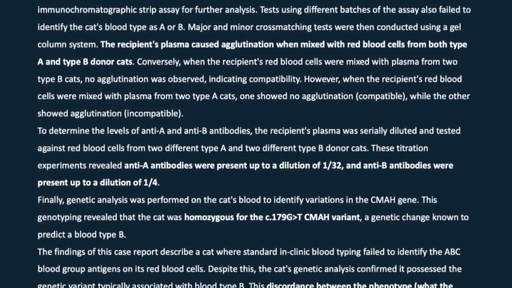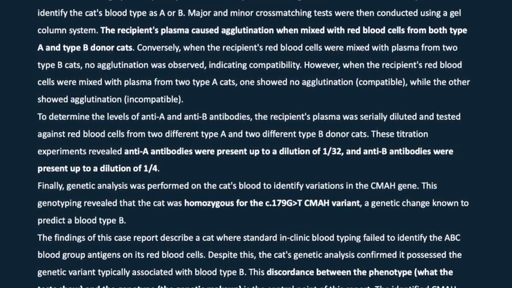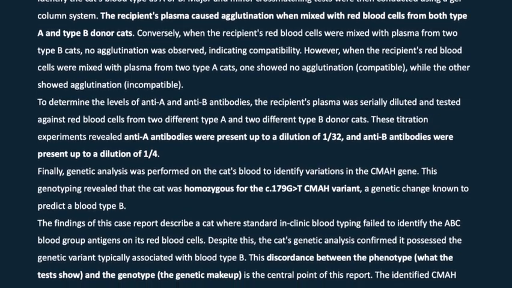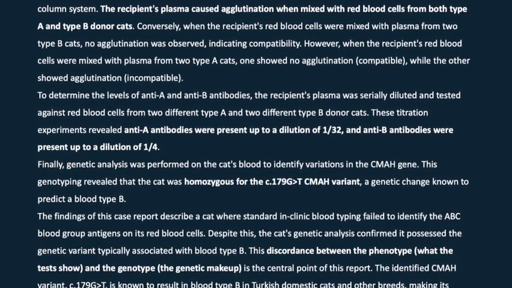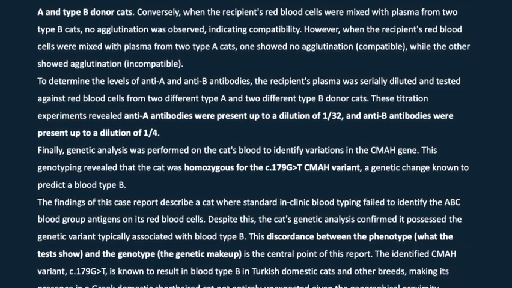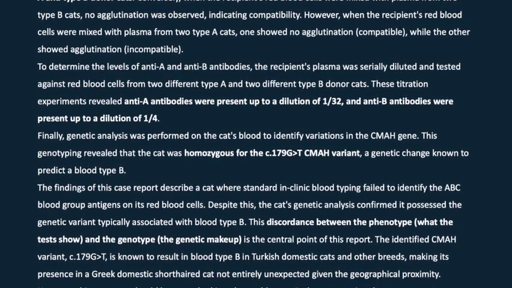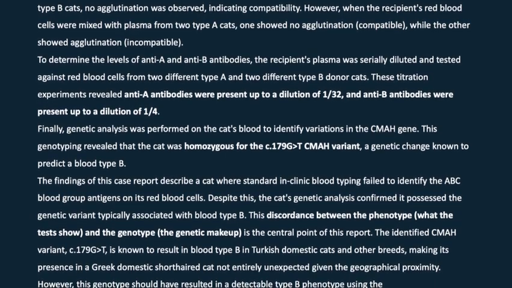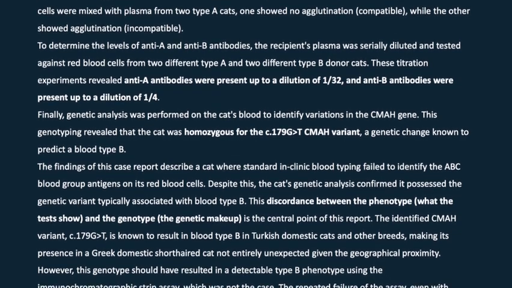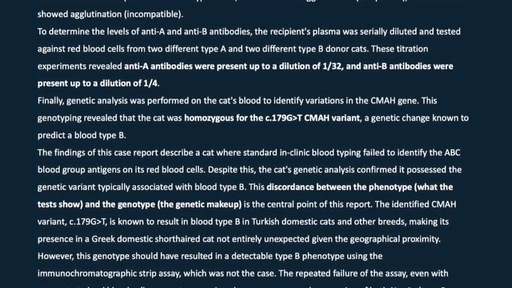To determine the levels of anti-A and anti-B antibodies, the recipient's plasma was serially diluted and tested against red blood cells from 2 different type A and 2 different type B donor cats. These titration experiments revealed anti-A antibodies were present up to a dilution of 1/32, and anti-B antibodies were present up to a dilution of 1/4. Finally, genetic analysis was performed on the cat's blood to identify variations in the CMAH gene. This genotyping revealed that the cat was homozygous for the c.179G>T CMAH variant, a genetic change known to predict a blood type B.